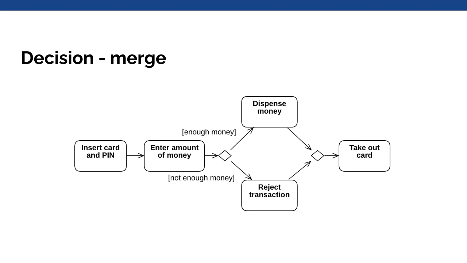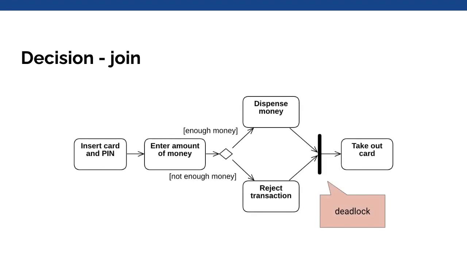If there is enough money in the owner's account, the action of dispense money will be executed. But if there is not enough money, the action of reject transaction will be executed. These 2 actions are followed by a merge that leads to the last action, namely take out card. The action of take out card will be executed only once, that is, after the action of dispense money or reject transaction has completed. This can be ensured. The decision before those 2 actions makes only one action will be executed. The execution cannot be both. Thus, in the execution of this activity, the action of take out card will only be executed once.